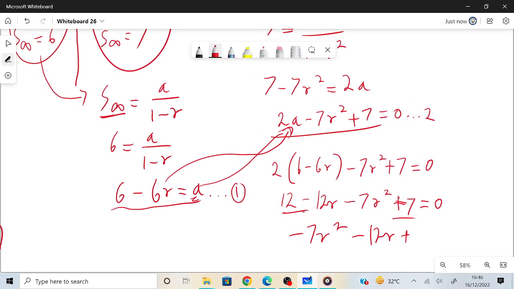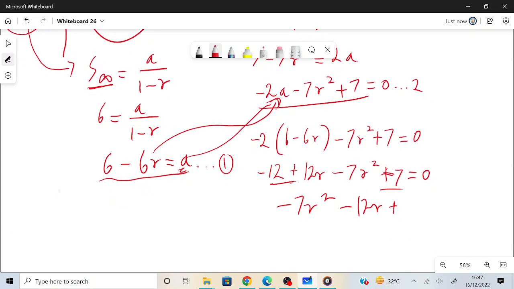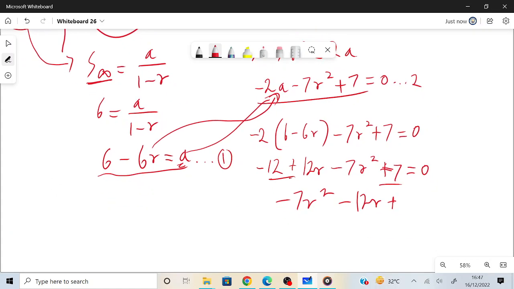Okay, just a second, sorry guys, this will be minus 2a. So sorry, minus 2 into 6, that's minus 12. And then minus 2 into minus 6r would be plus 12r. Sorry, minus 7r squared plus 7. So minus 7r squared plus 12r, and then minus 12 plus 7, that would be minus 5 equals 0. I'll take all this to the other side, so I can have a positive r squared coefficient. So I would have 7r squared minus 12r plus 5 equals 0.